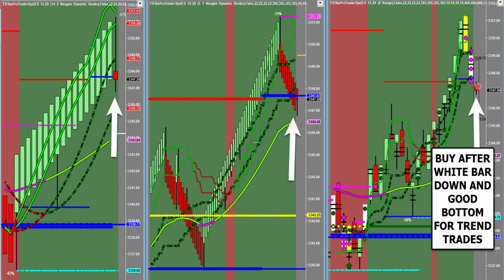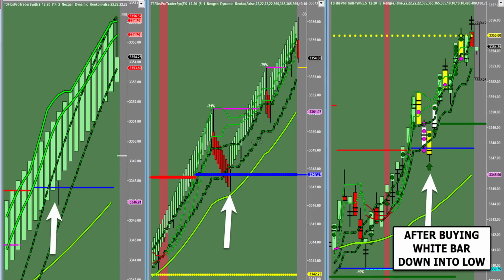And when you buy after the white paint bar down, the hope is, and this one did, that the market is going to indeed make that long signal arrow for us where we can reduce our risk, and obviously the market runs away in our favor.